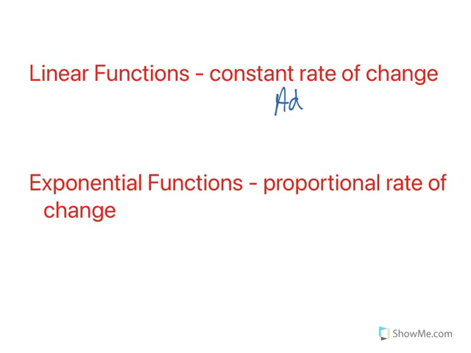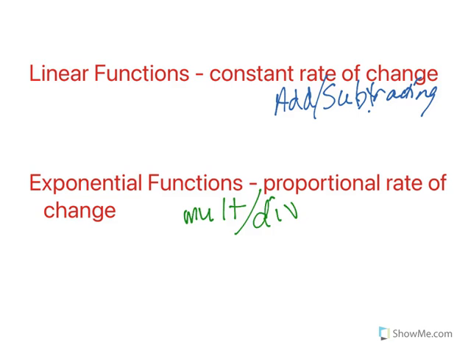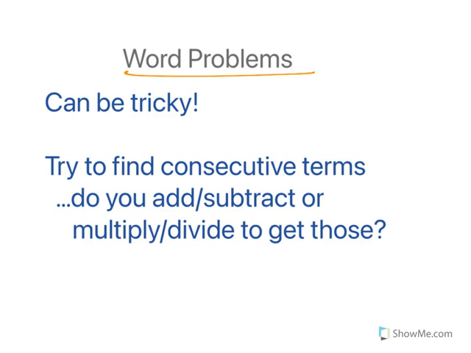And that constant rate of change is found by either adding or subtracting, because technically they're the same. Whereas an exponential function is shown by a proportional rate of change that is found by a constant rate of multiplying or dividing. So if you can look at a few terms in a row and say, hey, I'm either adding or subtracting, or I'm multiplying or dividing, that will let you know whether you're a linear or an exponential model.